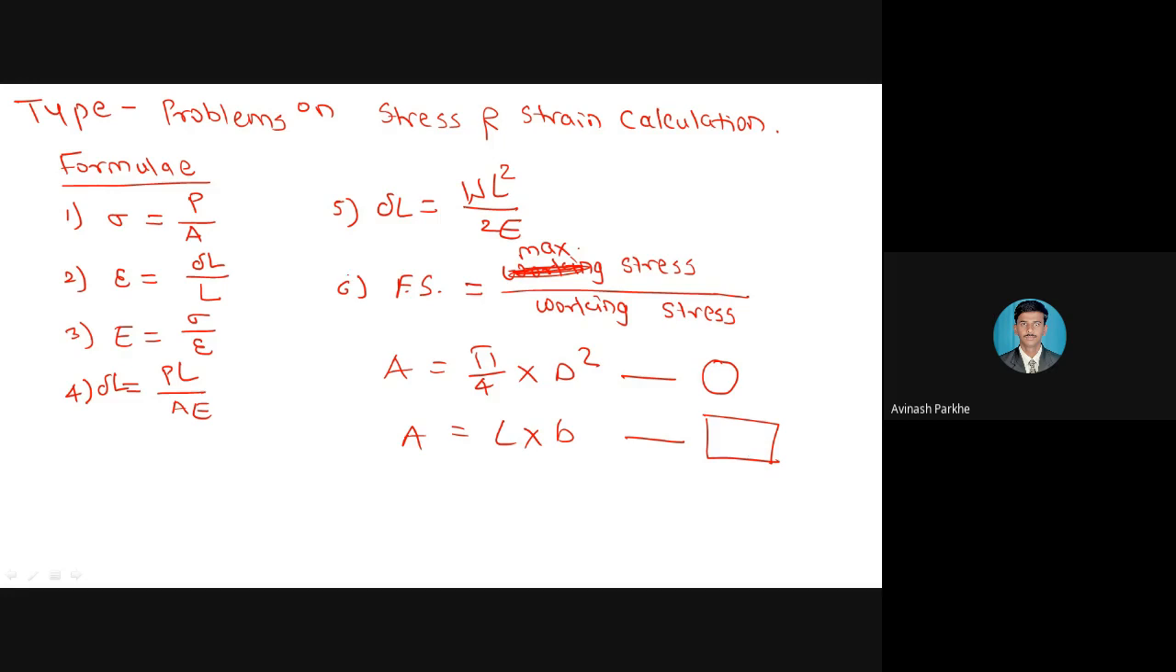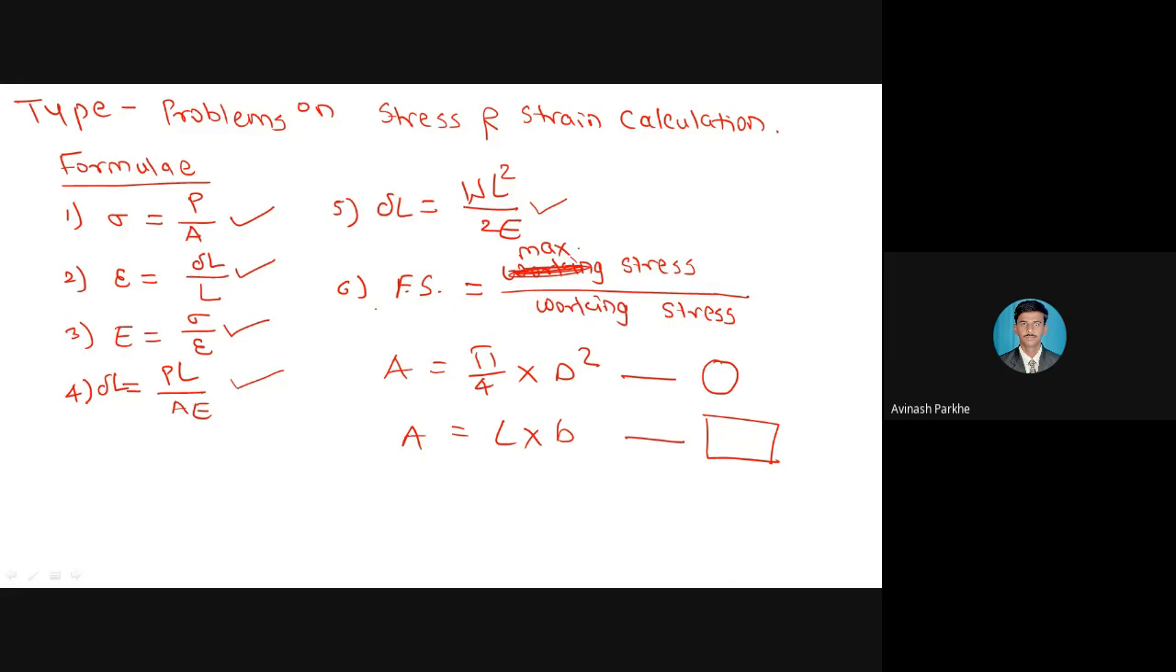But these are the 6 formulas. Stress is equal to force upon area, which we have to use for our calculation. Strain is equal to change in dimension upon original dimension. Then E is equal to linear stress upon linear strain. Then formula number 4 represents delta L is equal to PL upon AE. PL upon AE means this formula number 4 is for the external load condition. Then formula number 5, again delta L is equal to WL square upon 2E. In that, W is represented, meaning this formula is for deformation due to the self weight. And formula number 6 is the factor of safety.